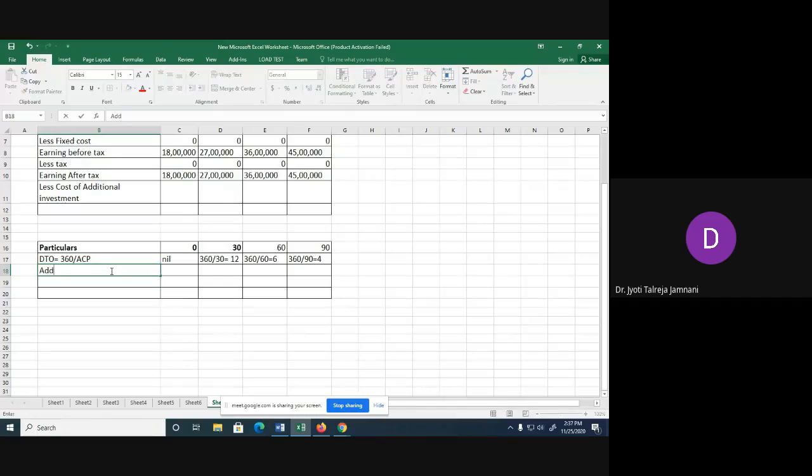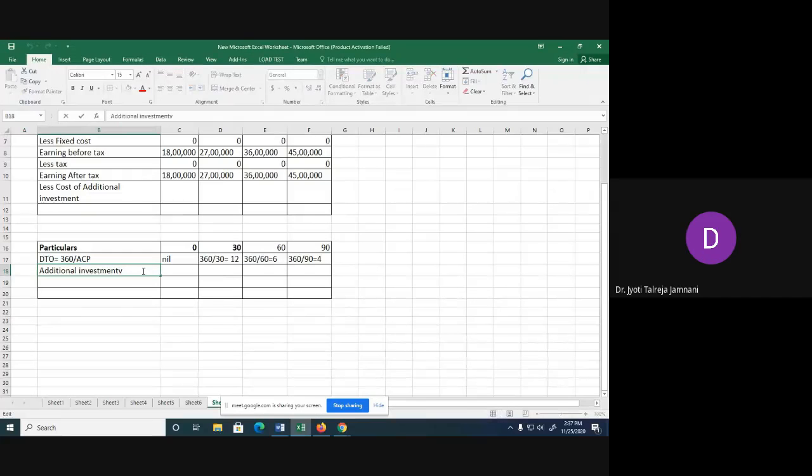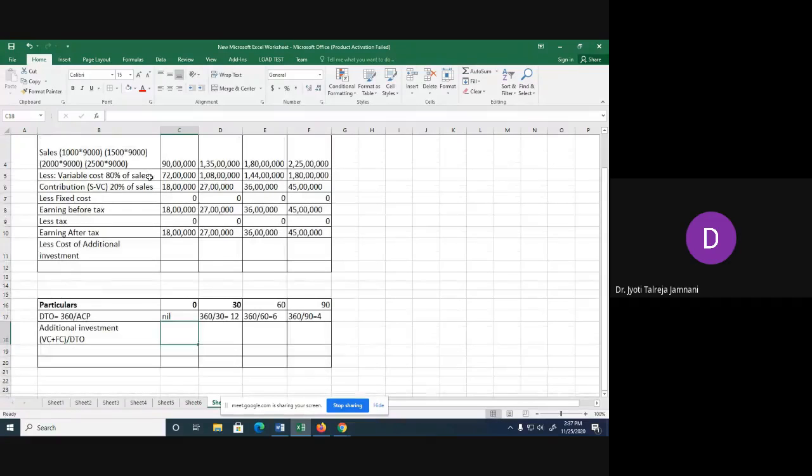Now we can find the additional investment, and the formula is cost divided by debtors turnover ratio. So you can also write variable cost plus fixed cost divided by debtors turnover ratio. Now, in our case, we have only variable cost because fixed cost is 0. So variable cost 72 lakhs divided by the debtors turnover ratio of 0, so it will remain as nil only.